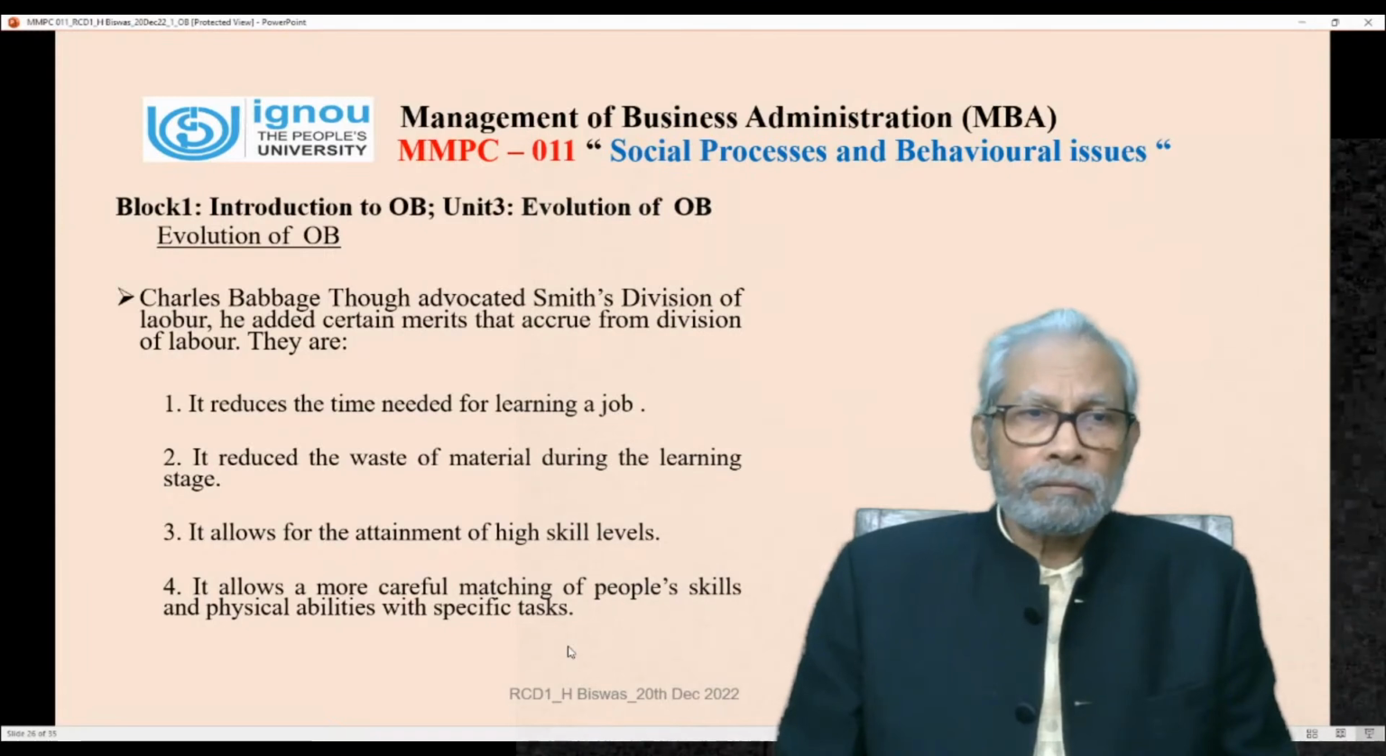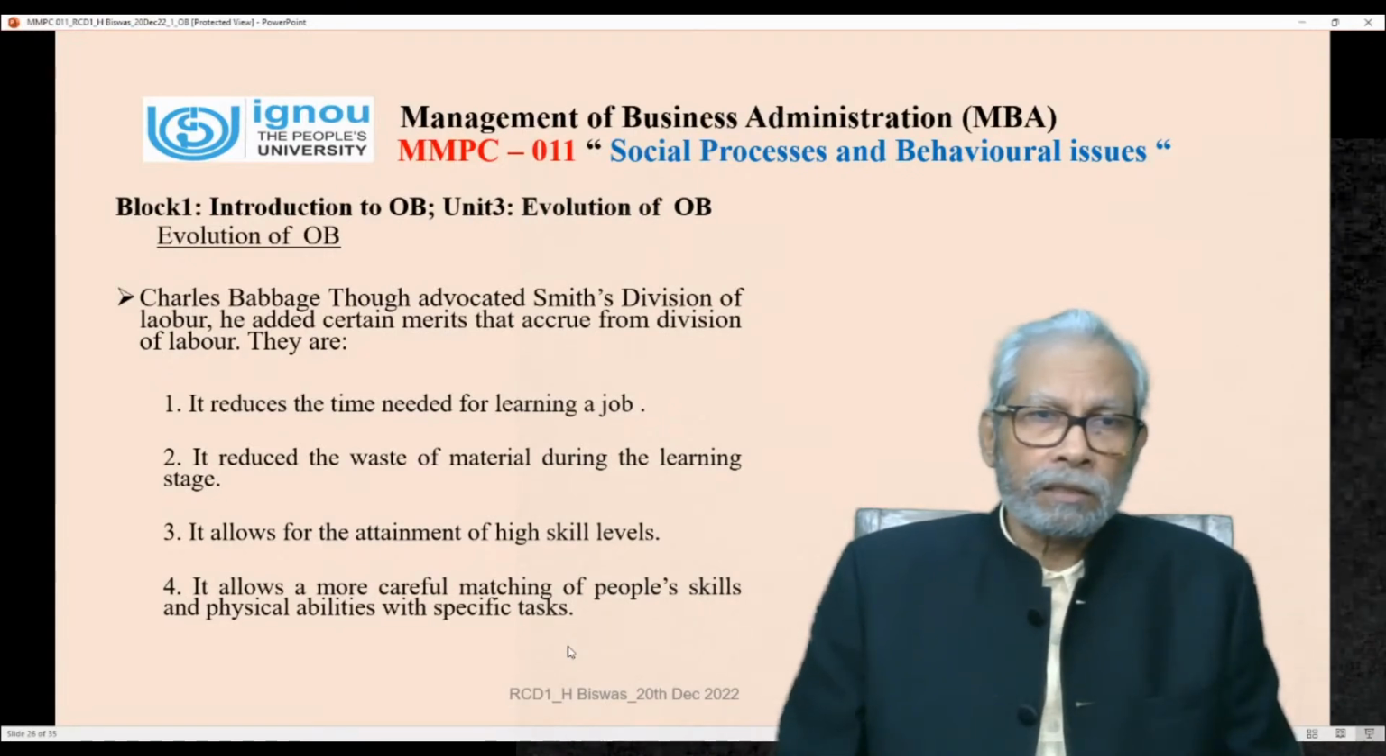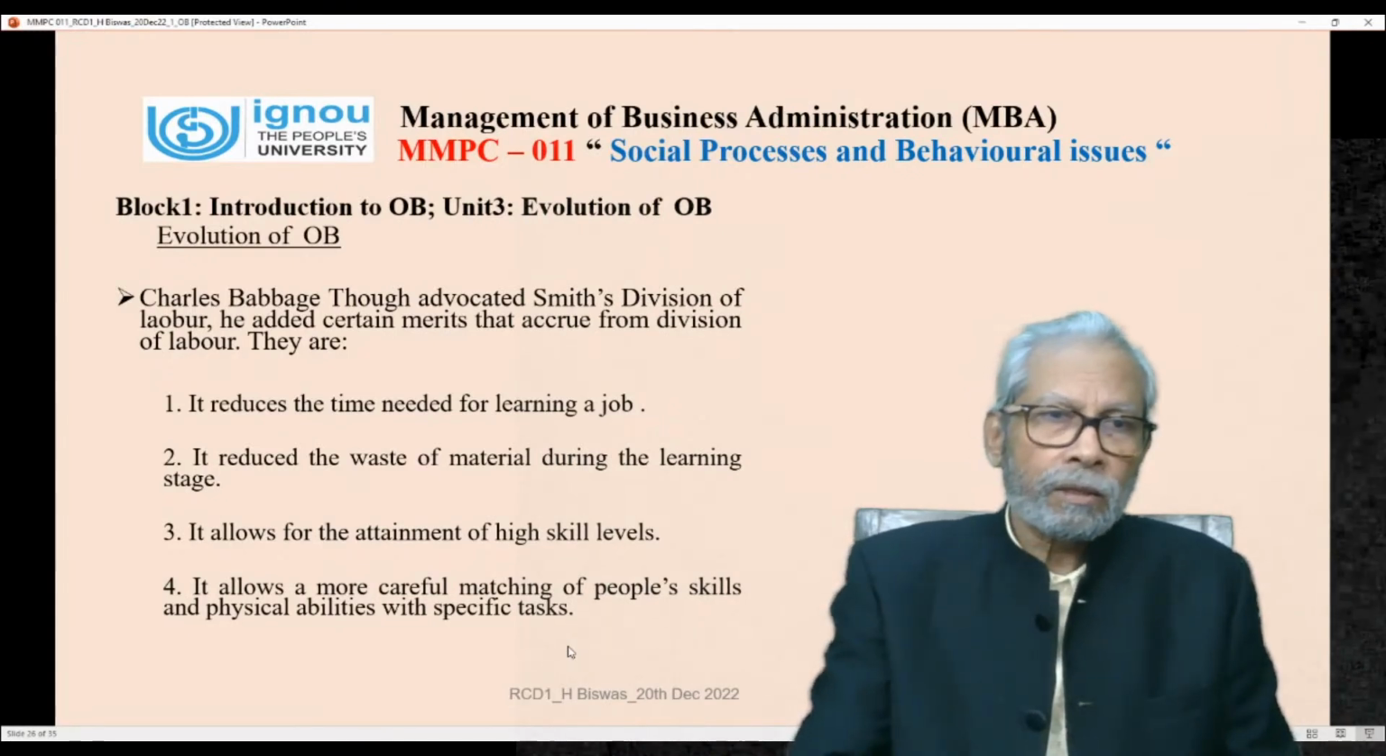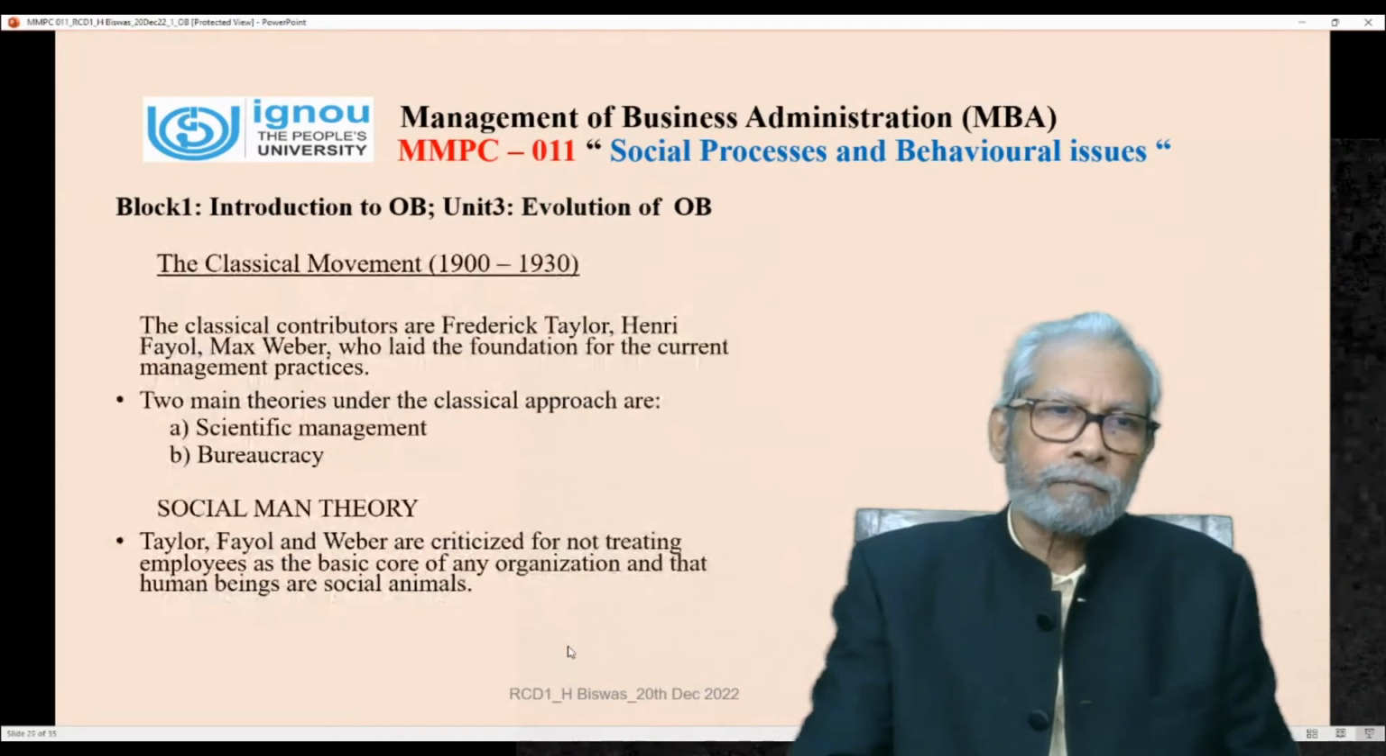That is Smith's division of labor. He just explained it this way. This is the classification. That is basically the merits. Basically, he just explained certain merits.